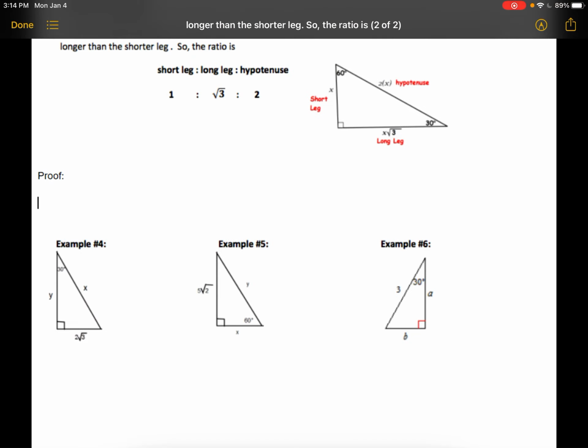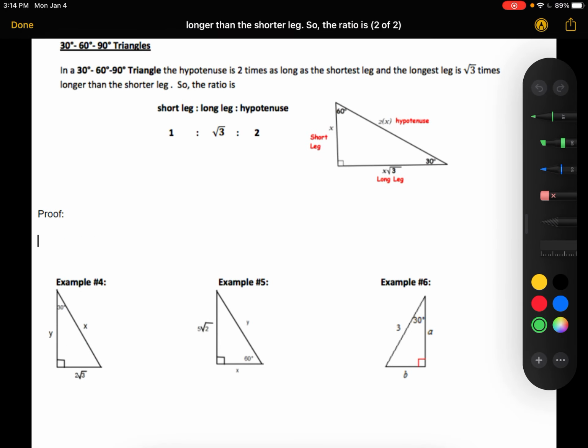All right, let's go on to a second example. This is the other one that we need to know for today. This is a 30, 60, 90 triangle. So the short side is worth 1, the longer side is worth root 3, and the hypotenuse, or the overall longest side across from that 90-degree angle, is worth 2.